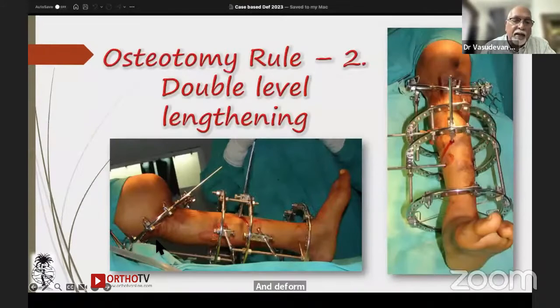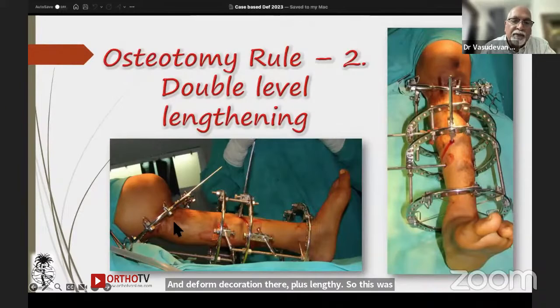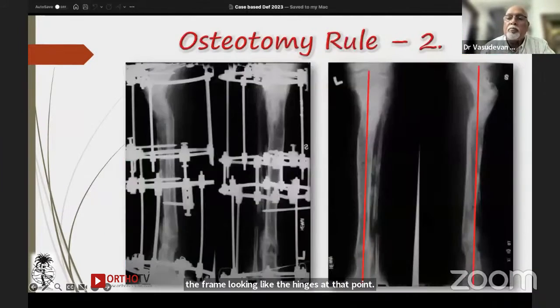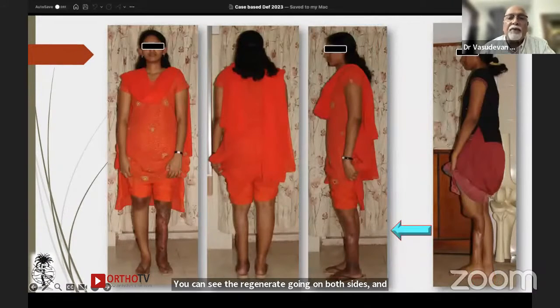So this was the frame looking like. The hinge is at that point. This is the osteotomy level. So you can see the osteotomy, it got translated. And ultimately it got remodeled very well. You can see the regenerate going on both sides, and before and after.